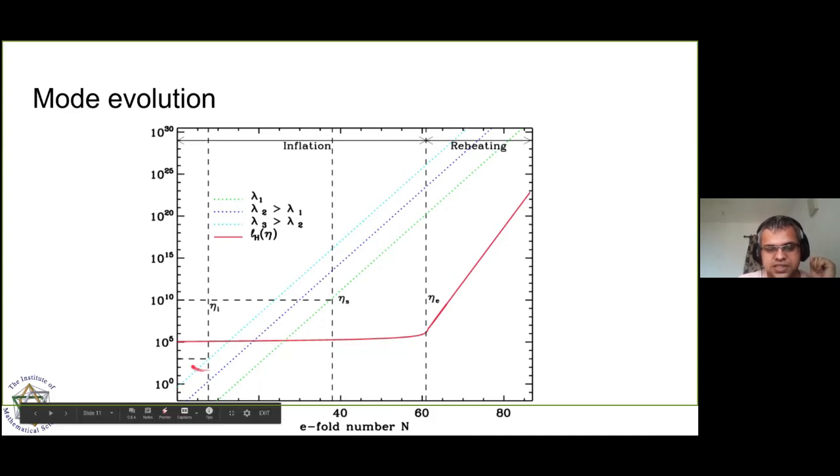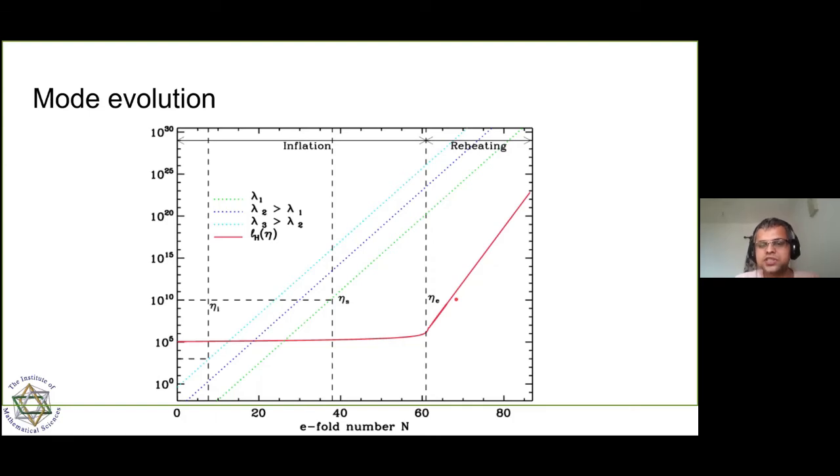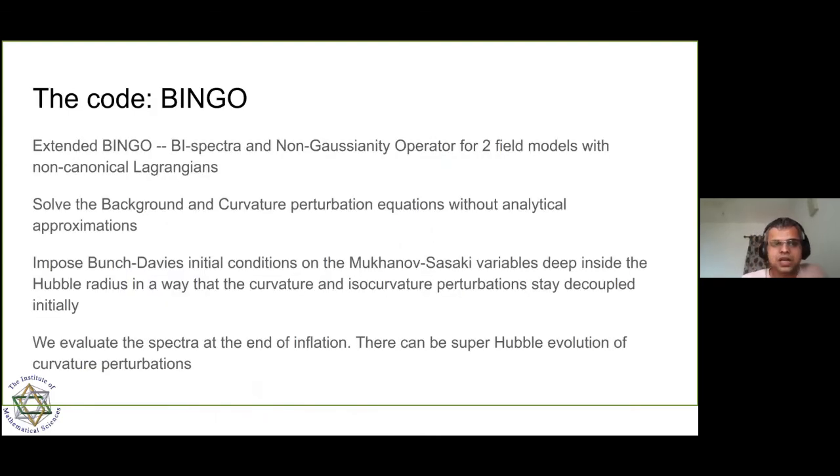So what happens is that the modes leave the Hubble radius at certain scales and they re-enter. So the smallest modes that leave the Hubble radius and re-enter the horizon are the modes responsible for the generation of primordial black holes. So we use the code Bingo. We basically modify the code Bingo for the two-field models with non-canonical Lagrangians, and we solve the background and curvature perturbation equations without any analytical approximations.